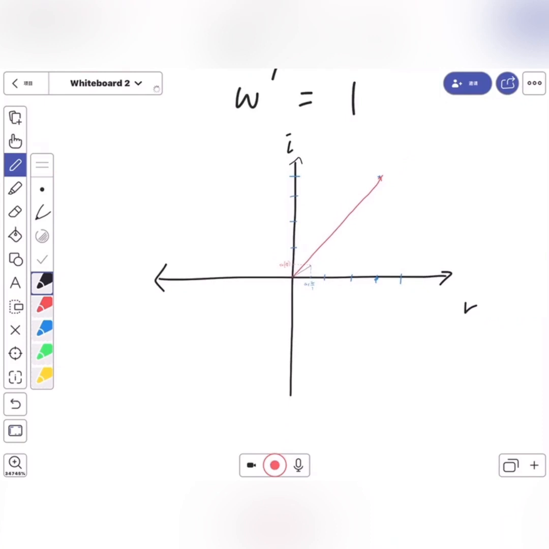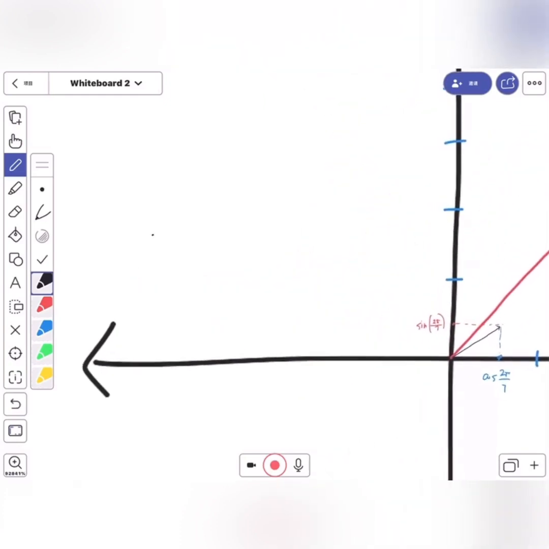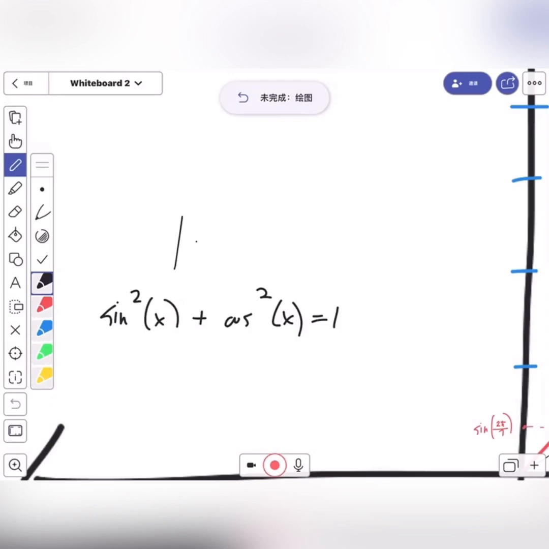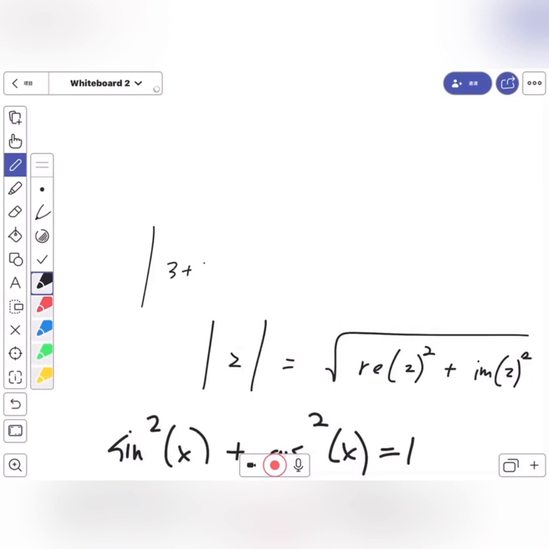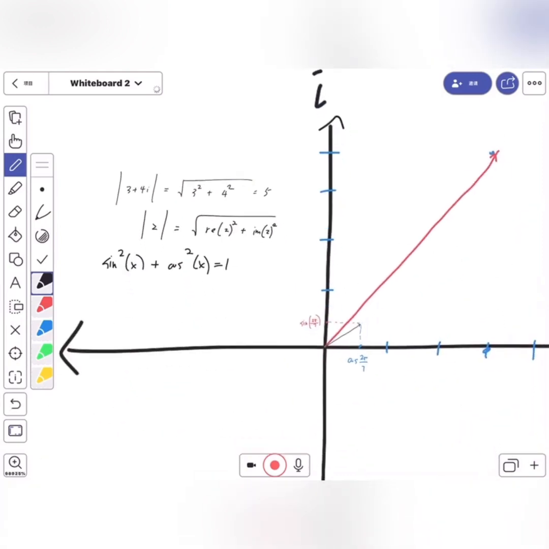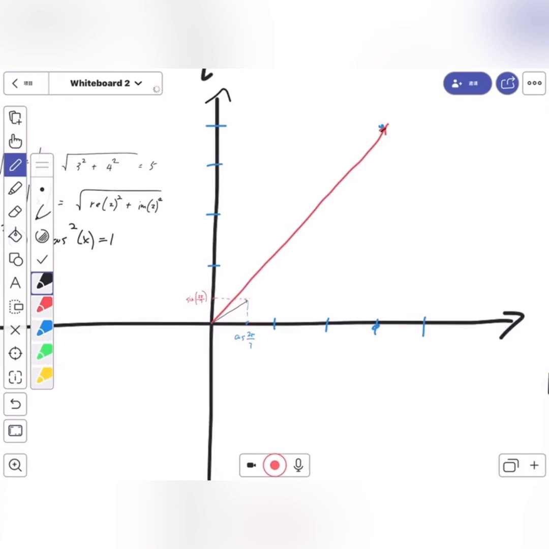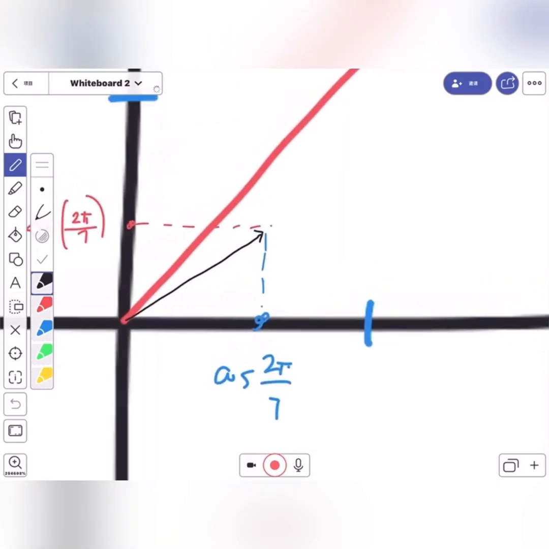Now, looking at the complex and real plane, does that ring a bell possibly? Well, yeah. We know the famous identity, sine squared of x plus cosine squared of x is equal to 1. And we also know that the modulus of some complex number z is equal to the square root of the real part of z squared plus the imaginary part of z squared. Let's take the example of 3 plus 4i. Its magnitude is the square root of 3 squared plus 4 squared, which is 5. This is basically just the distance from this point to the origin. That's pretty straightforward. So we know from this that this one will be 1.